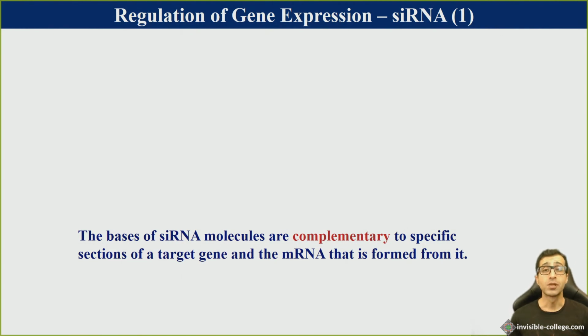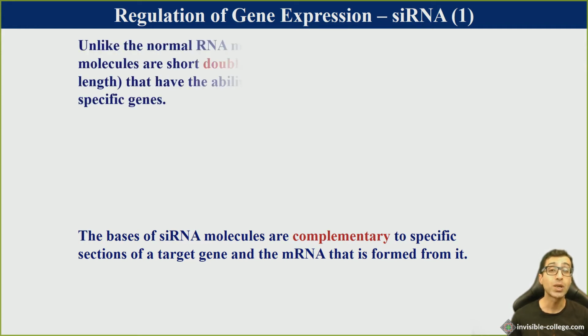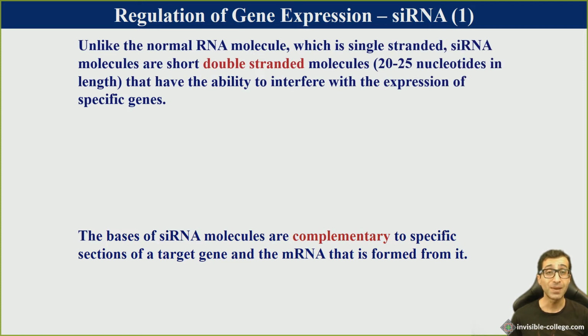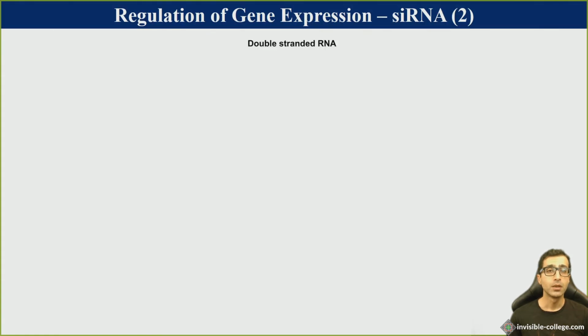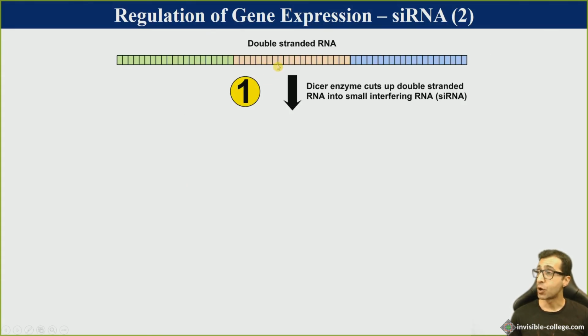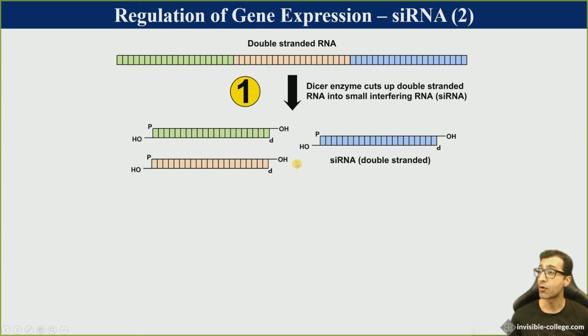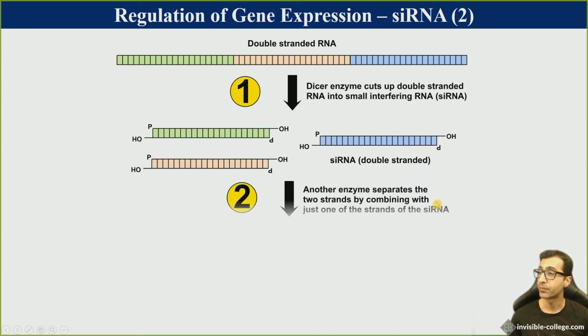Unlike normal RNA molecules, which are single-stranded, siRNA molecules are short double-stranded molecules of approximately 20 to 25 nucleotides in length. These have the ability to interfere with the expression of specific genes, as we said before. Here we can see a section of double-stranded RNA, and we start with a dicer enzyme which cuts up the double-stranded RNA into small interfering siRNA strands, such as these.